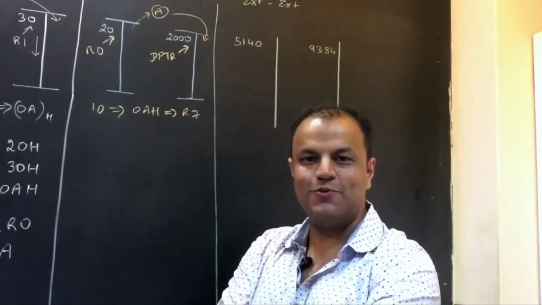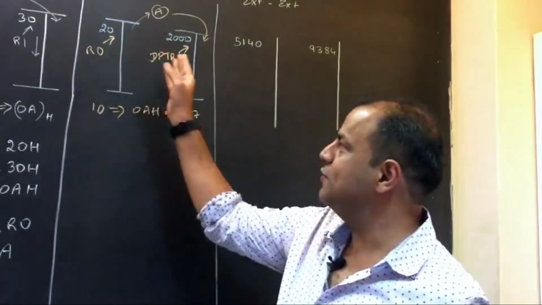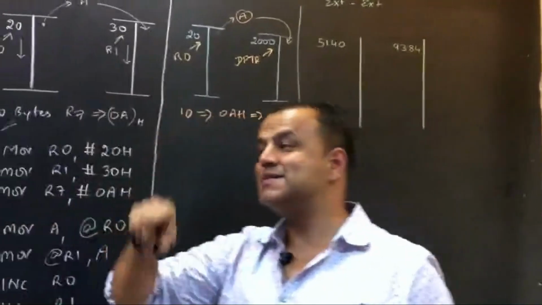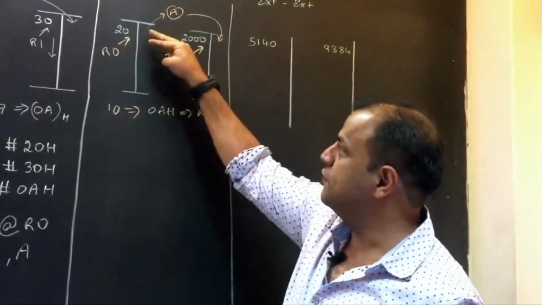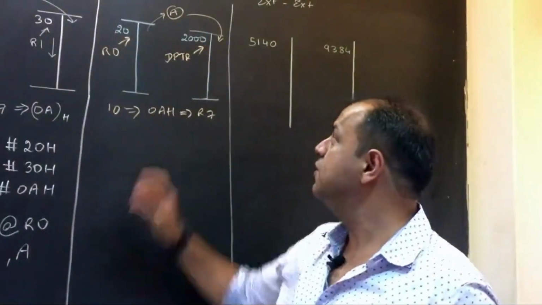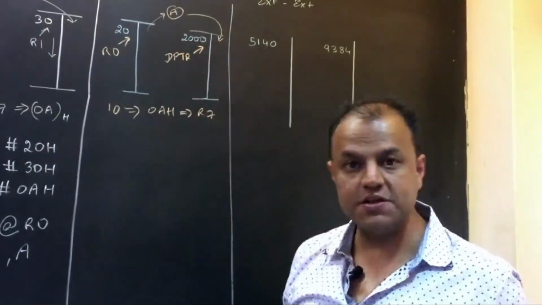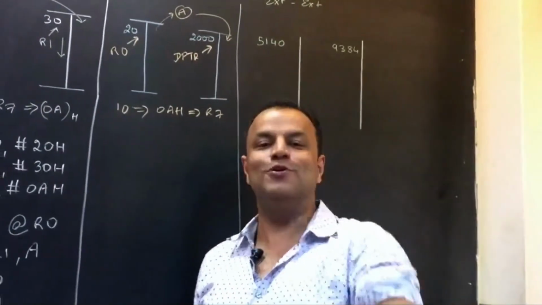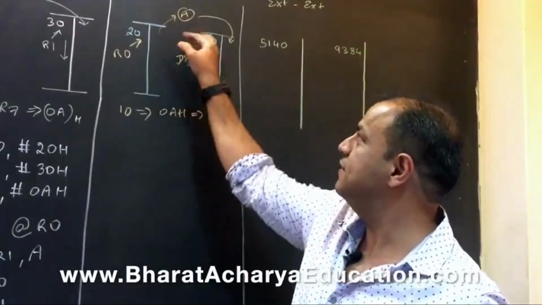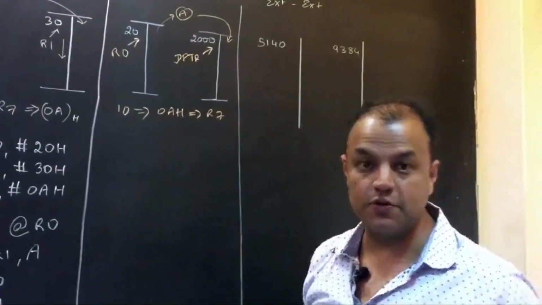It's pretty similar to this. The only difference is here you use R0 and DPTR instead of R0 and R1. Secondly, doing this transfer from R0 to A will be a MOV. Doing the transfer from A to the location pointed by DPTR will be a MOVX, because this is internal RAM, but this is external RAM, so that transfer will be MOVX.